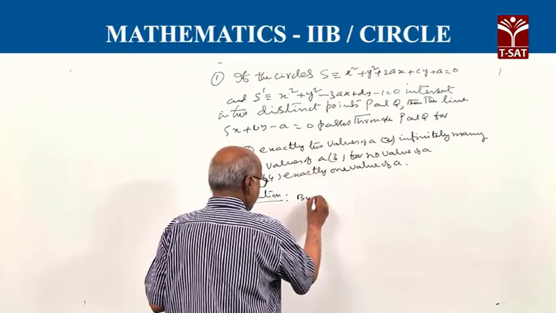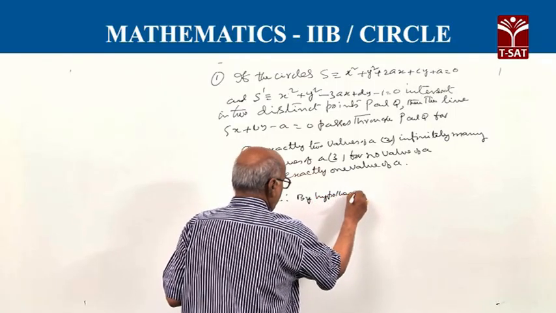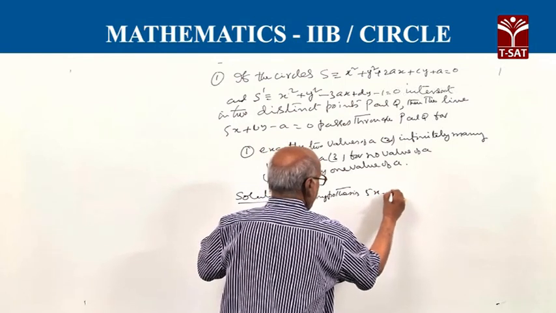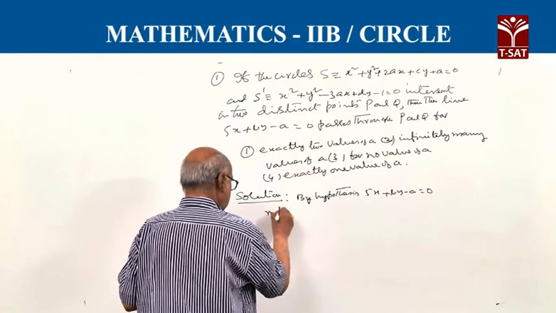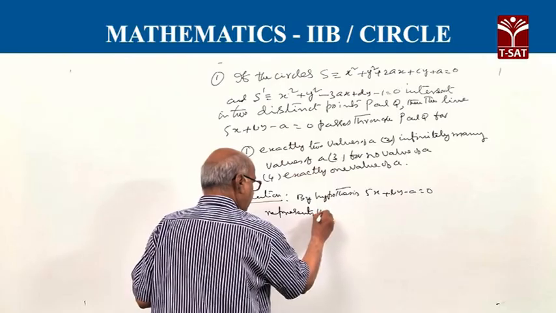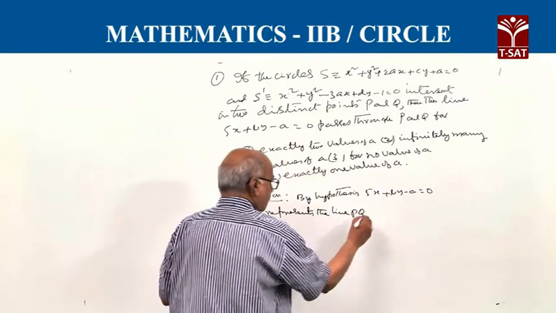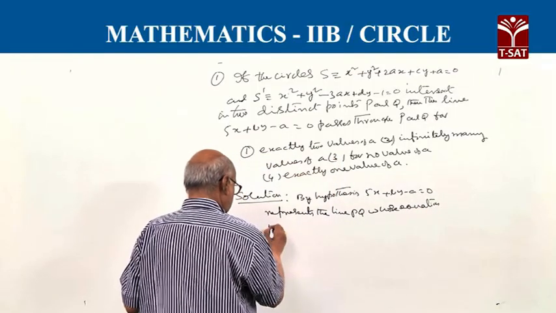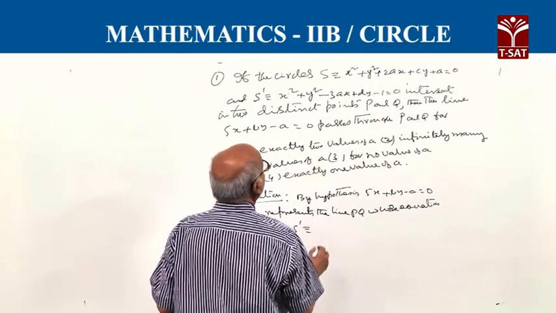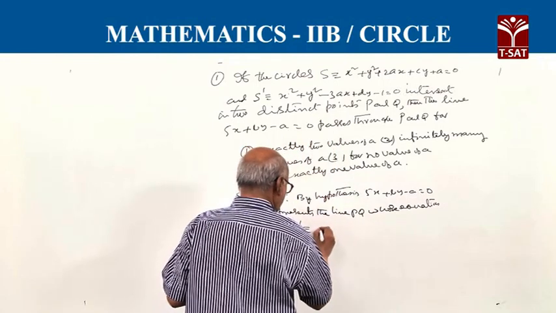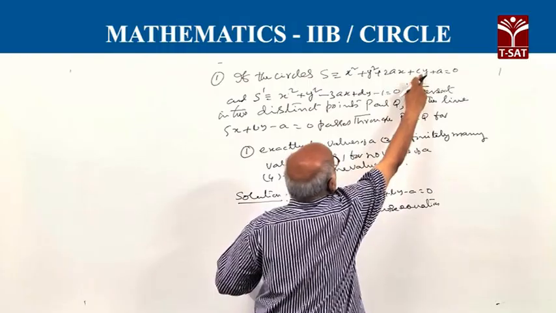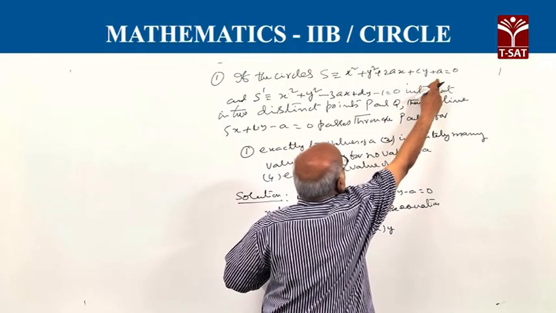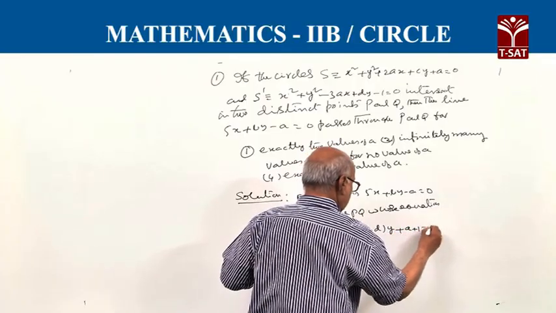So, by hypothesis, 5x plus by minus a is equal to 0 represents the line PQ, whose equation is S minus S dash is equal to 0. So 2ax minus 3ax, that means 5ax, cy minus dy, that means c minus d into y, and a minus 1 minus of minus a plus 1 is equal to 0.